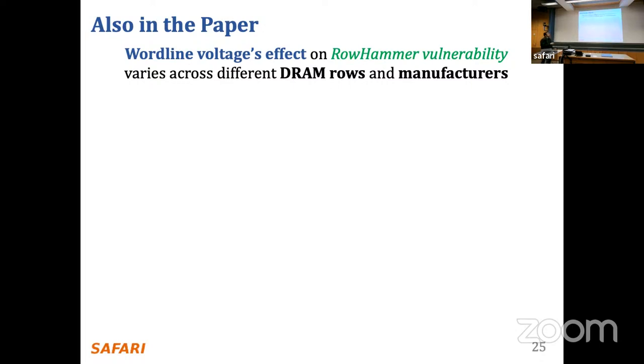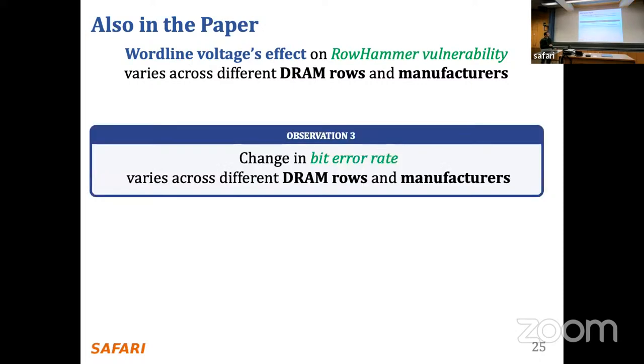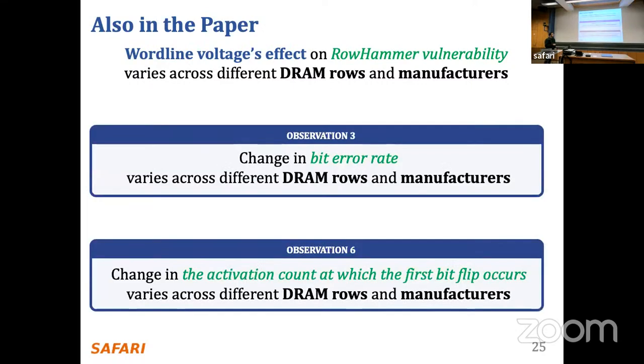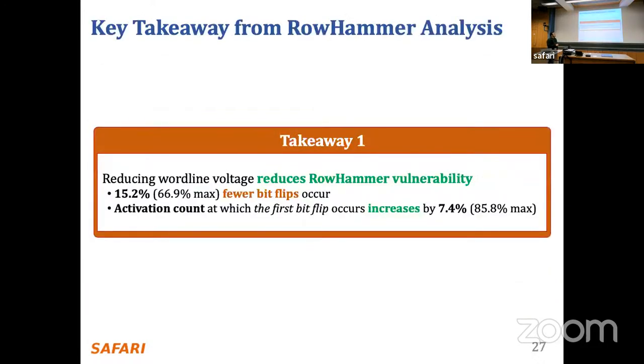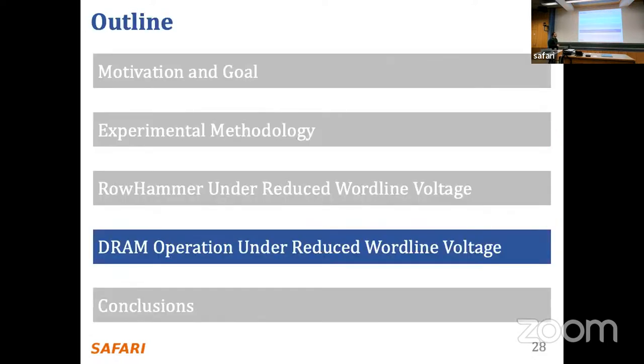We look at the wordline voltage effect on RowHammer vulnerability, and how it varies across different DRAM rows and manufacturers. We show that both the bit error rate and the RowHammer threshold change across different DRAM rows and manufacturers. You can check the full paper to see the whole analysis. And again, the first takeaway is that by reducing wordline voltage, we can reduce RowHammer vulnerability.